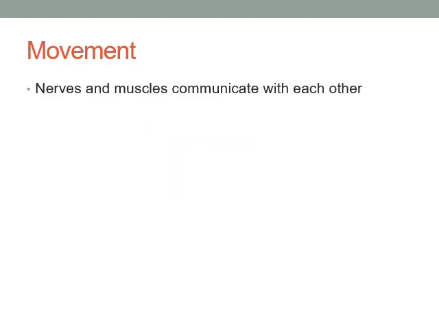When we look at movement, we know that nerves and muscles have to communicate with each other. They communicate at the neuromuscular junction where the nerves come in. We have two parts to our nervous system: efferent and afferent nerves. Efferent are your motor nerves, the nerves that cause, for instance, contraction of the muscles and movement. And afferent are our sensory nerves.